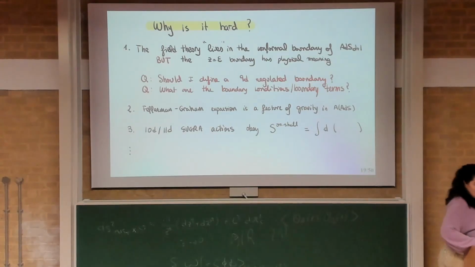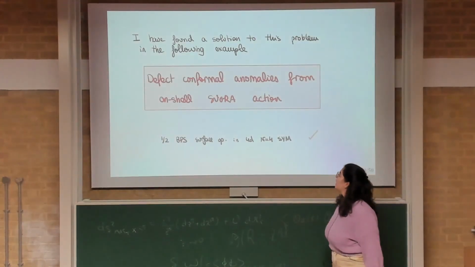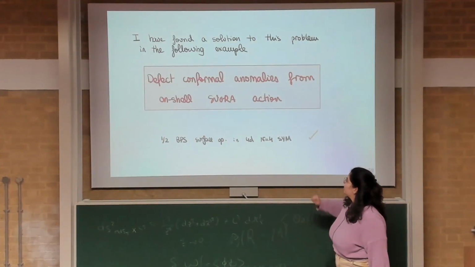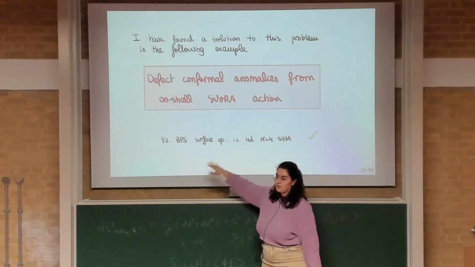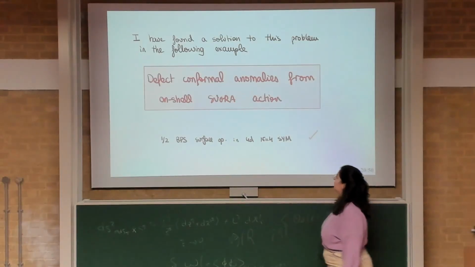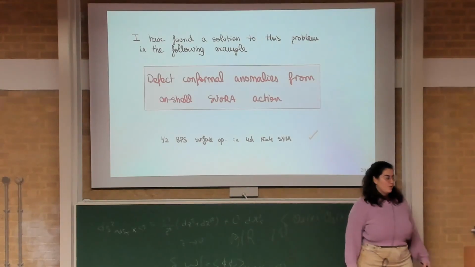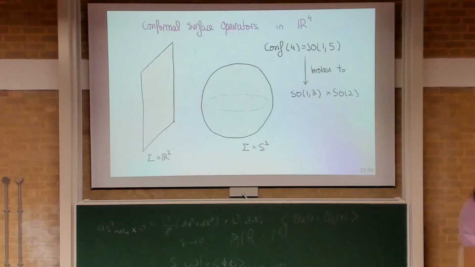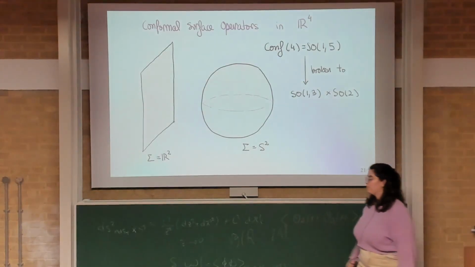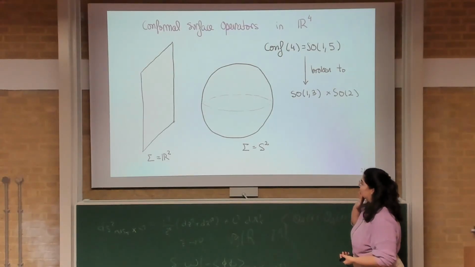Okay, so the very concrete example that I am going to be discussing is the case of one of the defect conformal anomalies of this half BPS surface operator in N=4 super Yang-Mills. I'm going to compute it from the on-shell ten-dimensional action. Now I will review the definition of this operator and the parameters that appear in this defect.